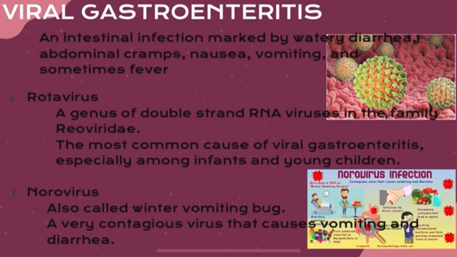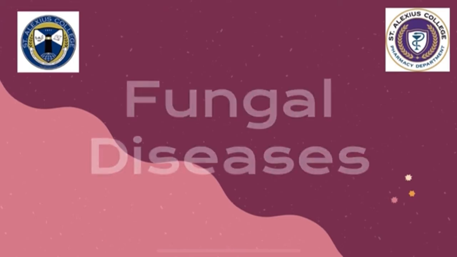Norovirus, also called winter vomiting bug, a very contagious virus that causes vomiting and diarrhea. Norovirus was first identified as an outbreak of gastroenteritis in Norwalk, Ohio in 1968. The responsible agent was identified in 1972 and called the Norwalk virus. Several similar viruses were later identified, and this group was termed Norwalk-like viruses.